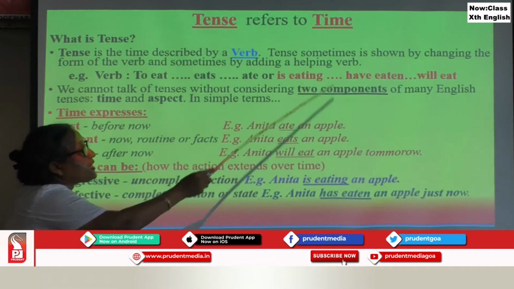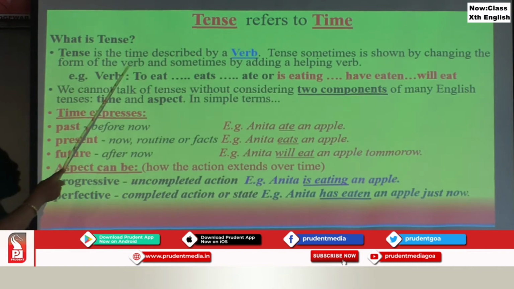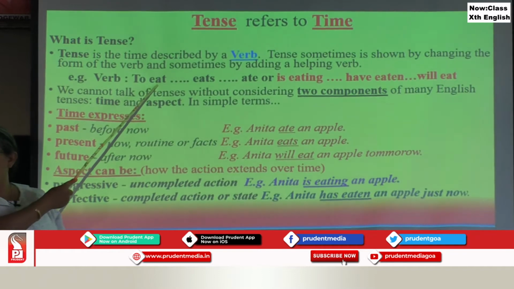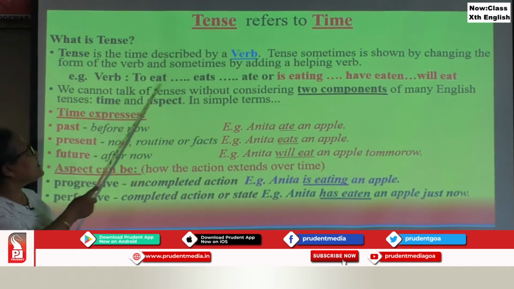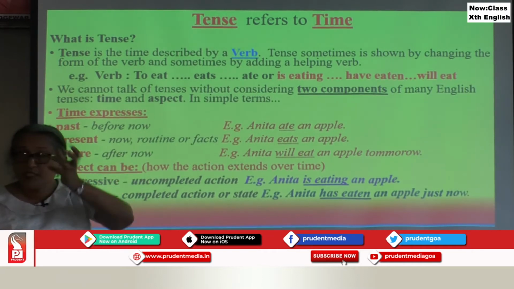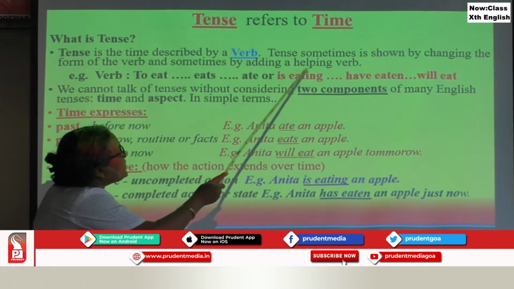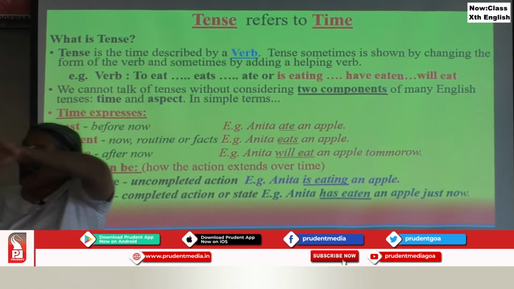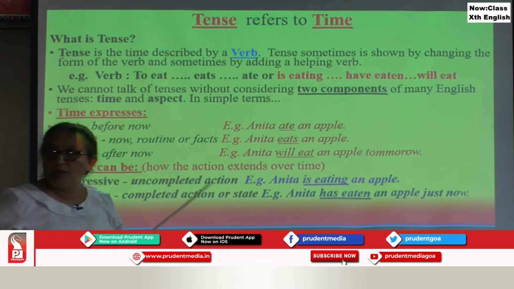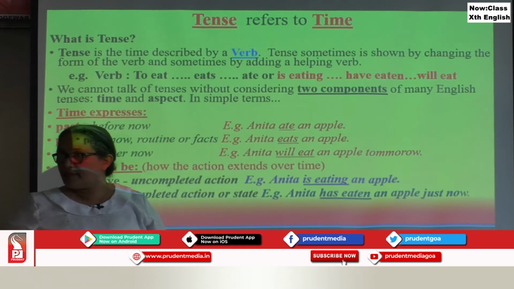How do we show the tense? Tense is shown by changing the form of the verb. Like, changing the form of the verb means the infinitive form is to eat. It changes its form, it's ate. So sometimes tense is shown by changing its form. Sometimes the tense is shown by adding a helping verb. Now you will understand why I did the base round of revision with you. Now here, by helping verb I mean: is eating, have eaten, will eat.